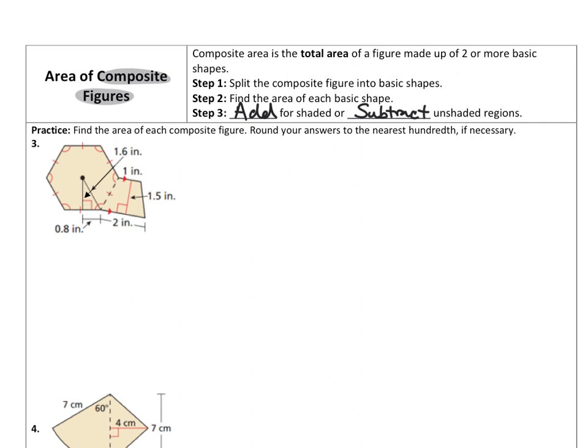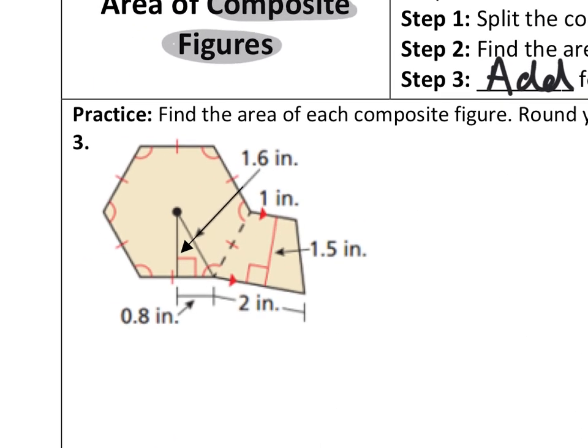Our goal is to find the area of each composite figure, so we need to first identify what shapes have created this composite figure. What is this called? 6 sides. Hexagon. 6 sides is a hexagon. 8 sides would be octagon. What is this part called? Trapezoid. And we are taking them and adding them together to create this shape.